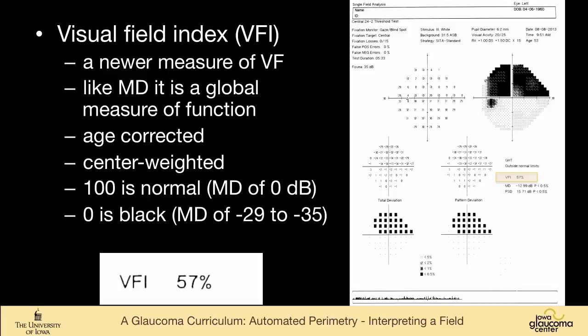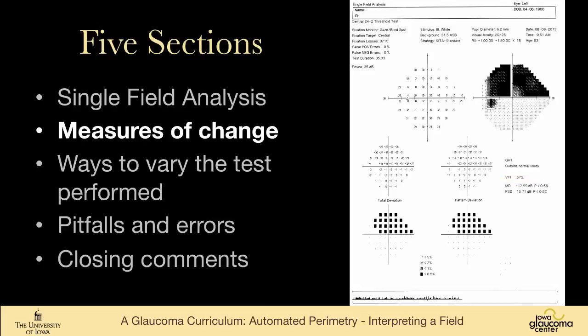It's age-corrected, center-weighted, but the range is more expanded and more consistent. So it goes from 0 to 100, whereas the mean deviation goes from plus numbers down to minus 29 to 35, depending on the age of the patient and things. So it's a little bit more consistent as a measure. And I really don't have a tremendous amount of experience using it because it's fairly new and it's not on all of our perimeters. So that's how you could look at a single field.